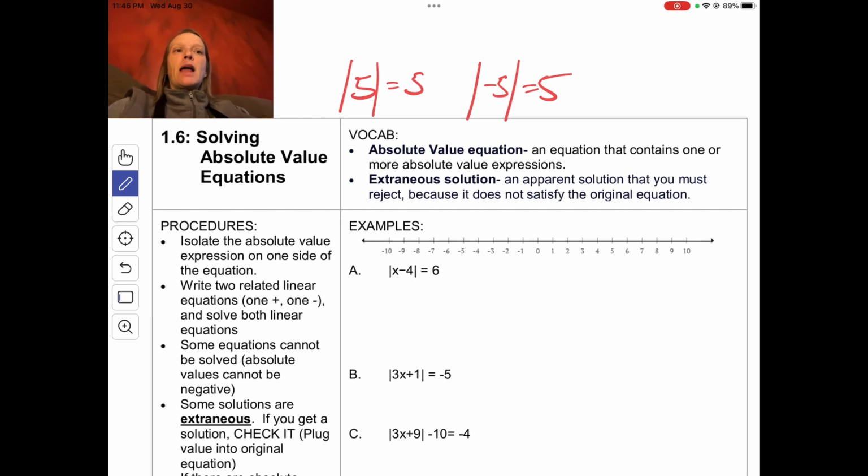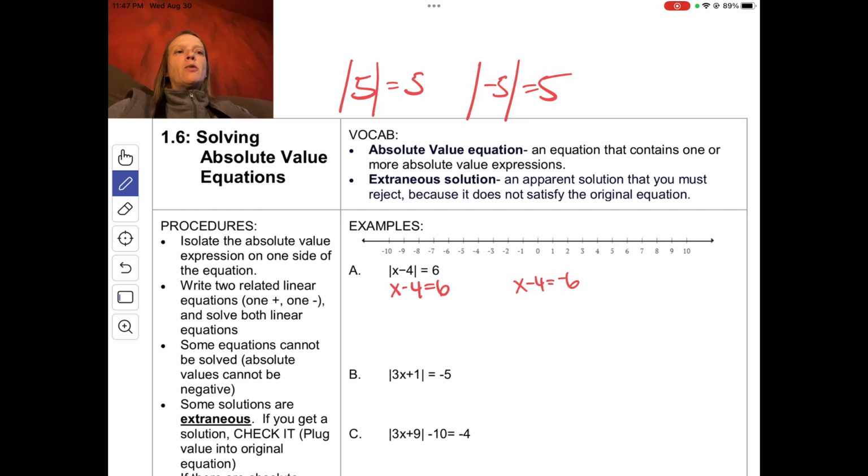Here in this example, the absolute value of x minus 4 equals 6. What this means is x minus 4 could equal 6, or x minus 4 could equal negative 6. Because absolute values get rid of negative signs, we need to take both the positive answer and the negative answer into account as we're looking at this.